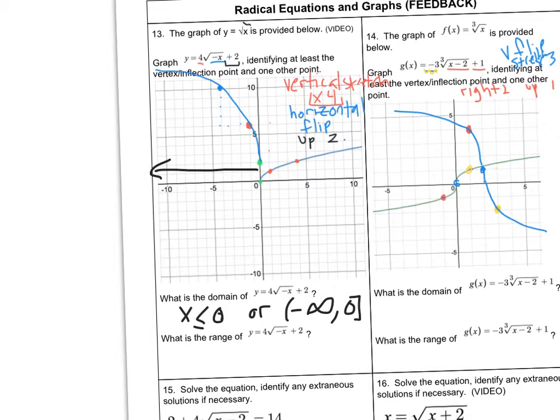For the range, we're going to look at the y value and go up from there. And it looks like we start at 2, and y would be greater than or equal to 2. Or if you want to use interval notation, it would be 2 to infinity.